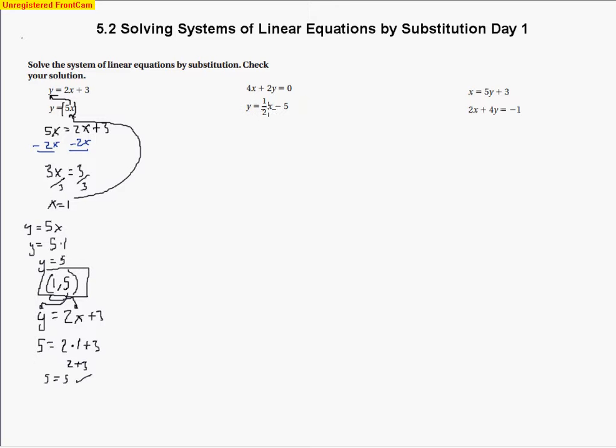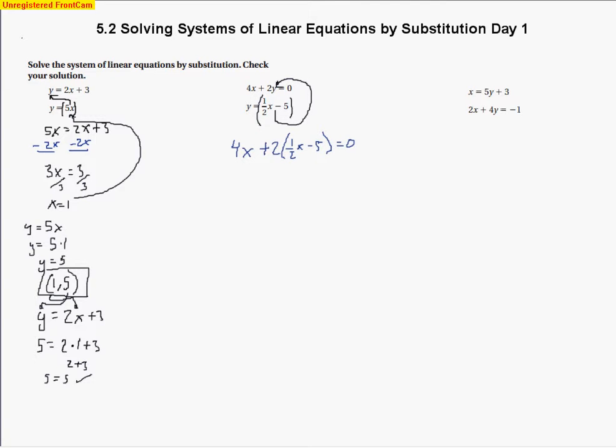So we'll try this one a little bit different here. So y equals 1/2 x minus 5. See how y is by itself. I can't use this equation to substitute because neither of the variables are by themselves. So I'm going to take this 1/2 x minus 5 and put it in for y in the other equation. And so I'm going to rewrite the equation. This top equation becomes 4x plus 2, but in place of the y, I'm putting the 1/2 x minus 5, and then this all equals 0.